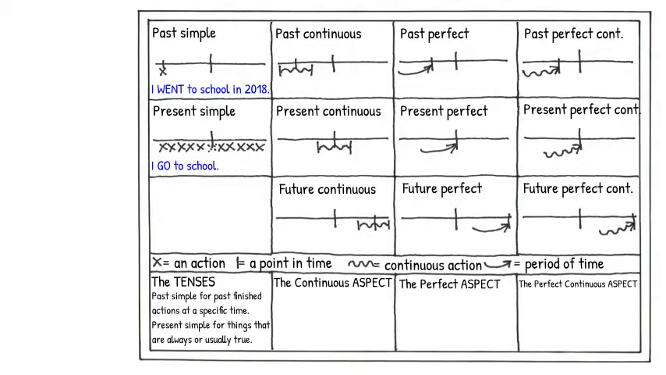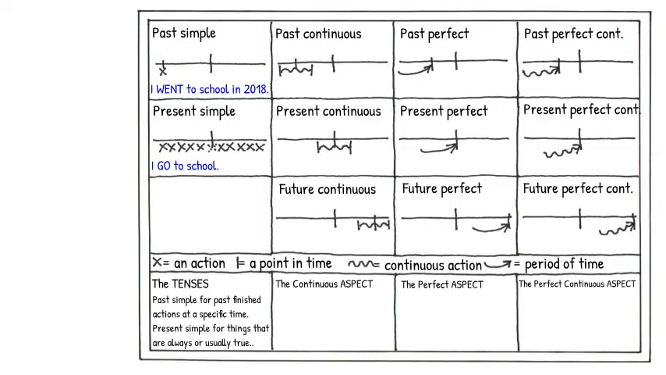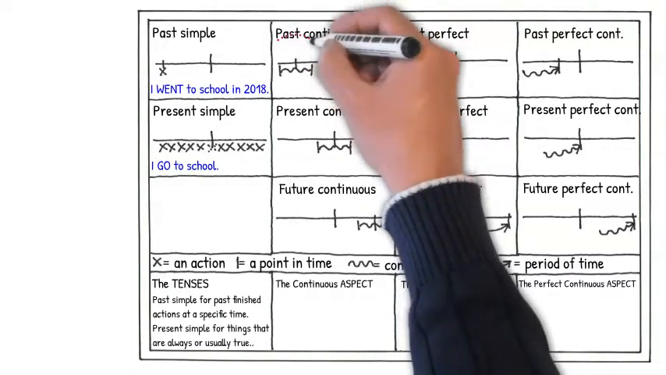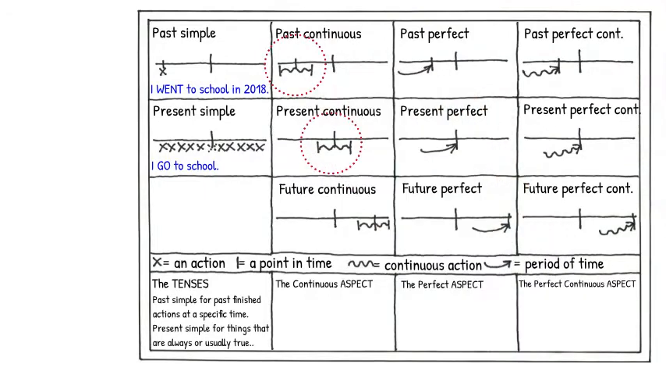So these are called the aspects. Now let's look at the first aspect, which is the continuous aspect. If you look at the past continuous, the present continuous, and the future continuous, you can see the same little drawing is on the timeline, it just moves to different times. Look at the three continuous timelines and try to explain what the continuous aspect is about. Remember what the symbols on the timeline mean. Think about it for a few seconds before I give you the answer.